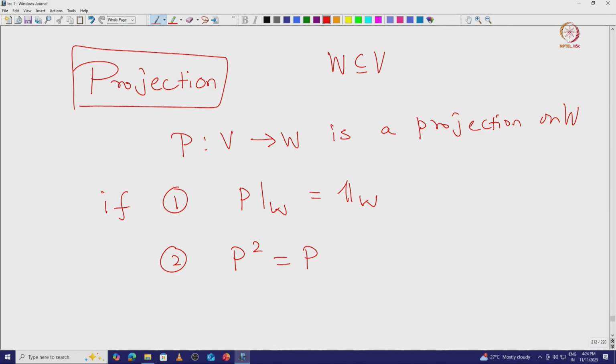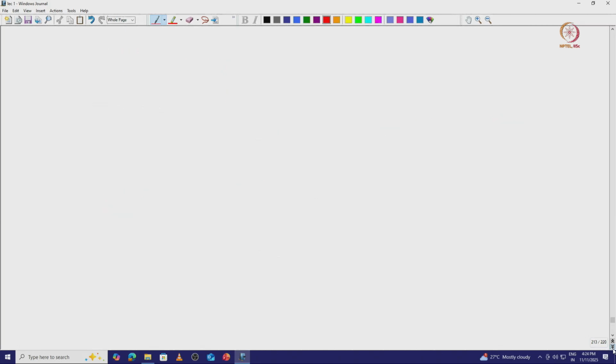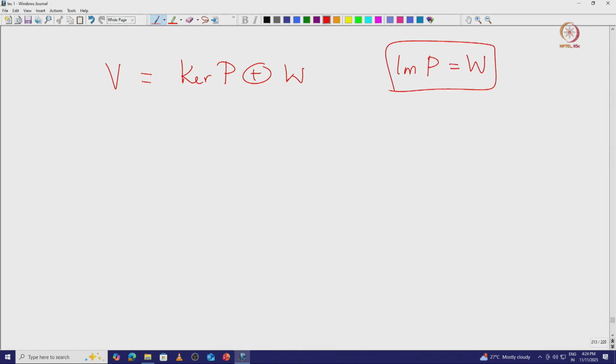Sometimes people define a projection as a map from V to V. So, basically W is the image. I am just putting the conditions in the definition. Now, once we have the projection, it is immediate that you can always decompose V into a direct sum of its kernel and the image. So, you have this kernel and then you have the image. It is easy to see that the image of P is W because P restricted to W is identity.